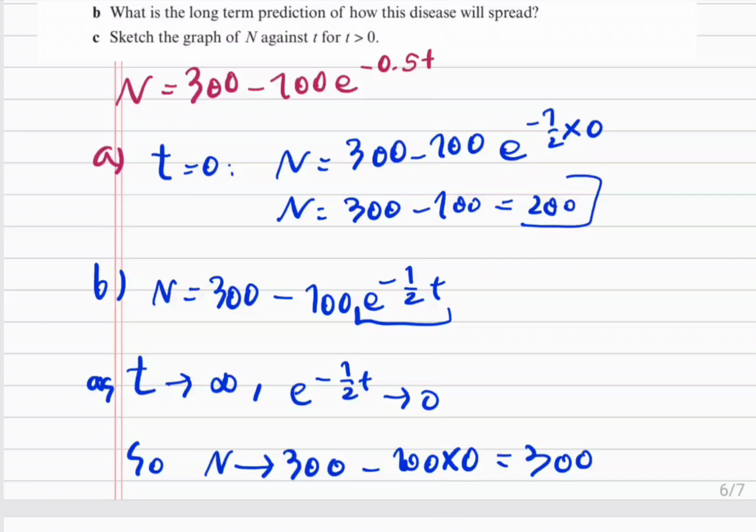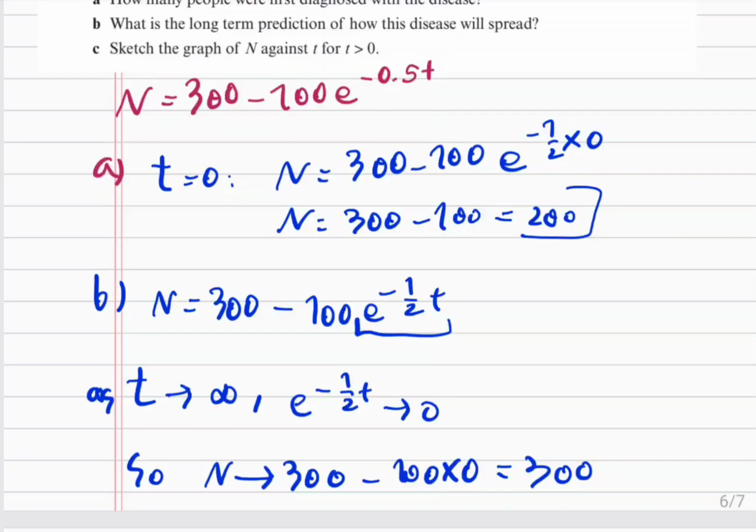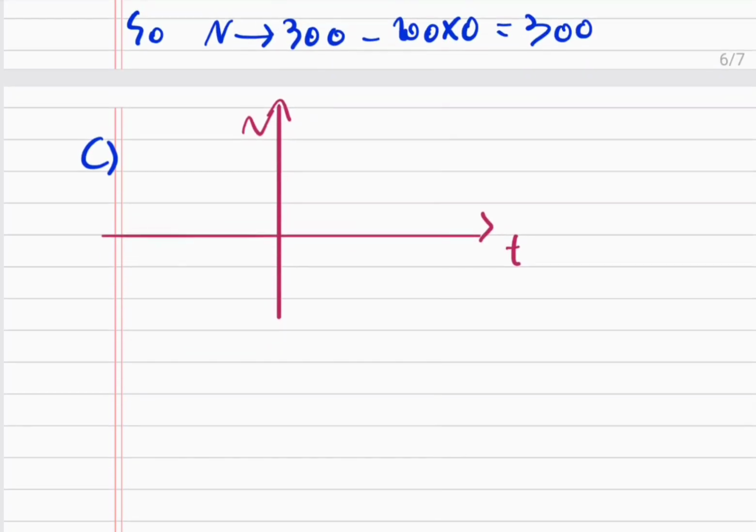And finally, in part C, we want to sketch the graph of n against t, and that's for positive values of t, because time can't be negative. In terms of the graph, we just need to check a few things. So again, I start by writing down the formula, because we're going to need that. So e to the minus half t.